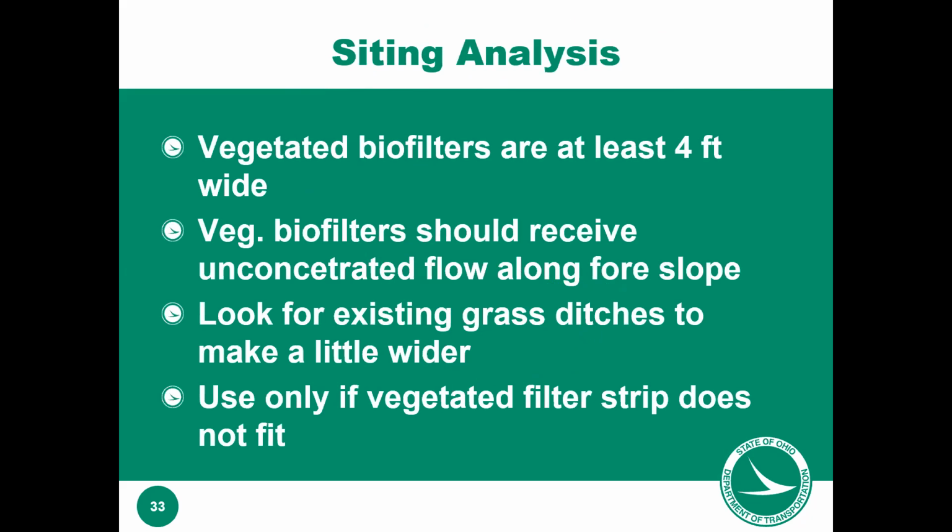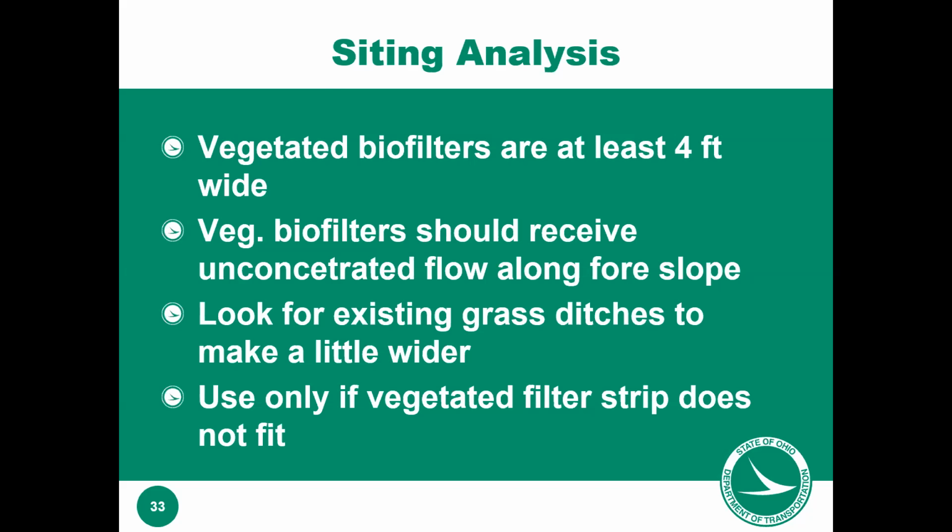Generally these are at least 4 feet wide, so you can't have a 2-foot wide vegetative biofilter because that ends up just looking like a V ditch anyway. They're generally 4 to 10 feet wide. Once you get much above 8 or 10 feet, space becomes a limit. Most projects don't have enough space to make 15-foot wide ditches. They are supposed to receive unconcentrated flow along the slopes. That's another thing. These are not good for curved roads.